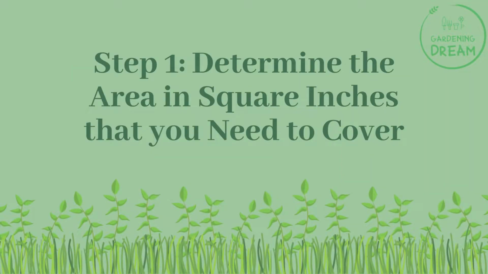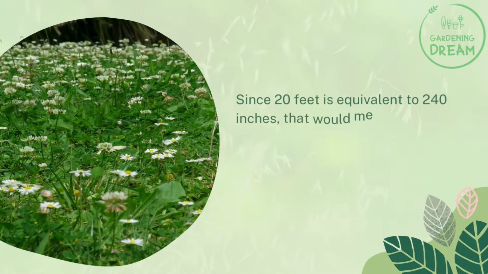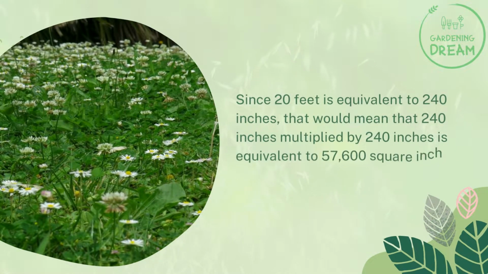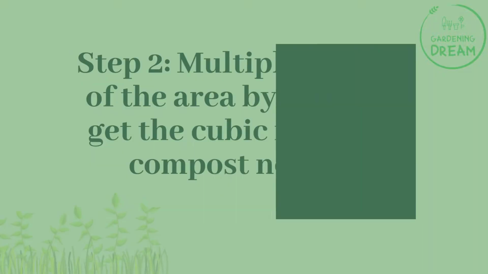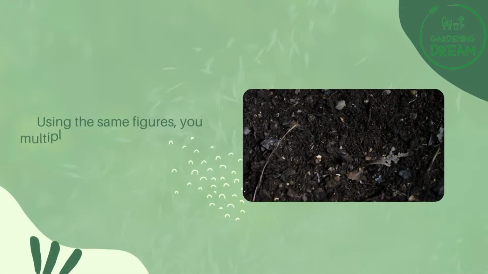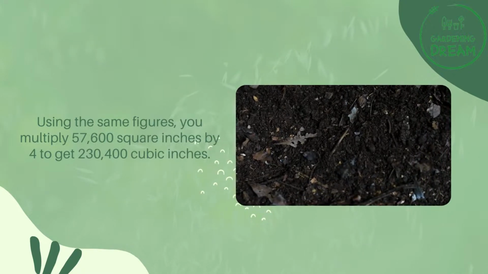Step 1. Determine the area in square inches that you need to cover. Since 20 feet is equivalent to 240 inches, that would mean that 240 inches multiplied by 240 inches is equivalent to 57,600 square inches. Step 2. Multiply the size of the area by depth to get the cubic inches of compost needed. Using the same figures, you multiply 57,600 square inches by 4 to get 230,400 cubic inches.